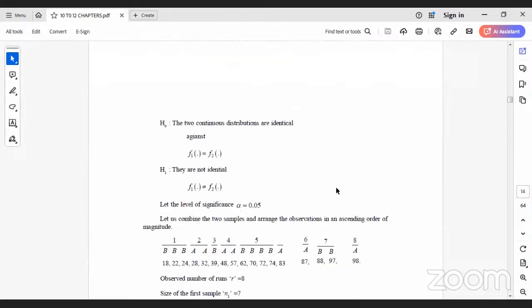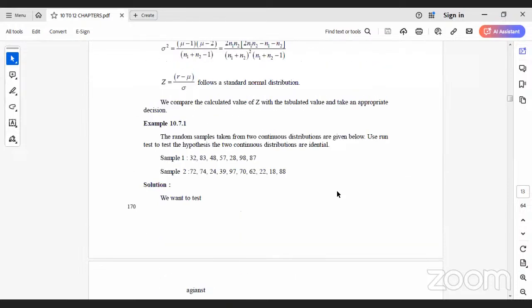Let us combine the two samples and arrange the observations in ascending order. Ascending order, descending order, write it. Komali, sir, write the ascending order once. Write sample 1 and sample 2 combined in ascending order.